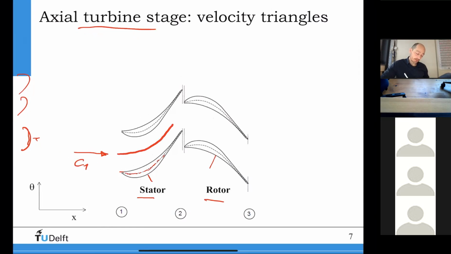It's obvious, right? So the outward flow velocity will be something like C2. And you see what I did already here. So the axial component is X. And here I could also say I have an axial component here.